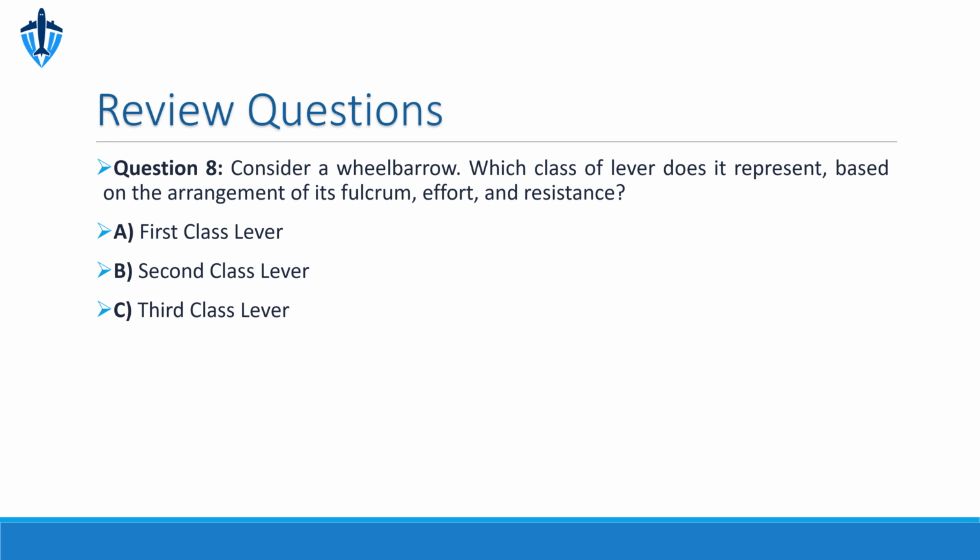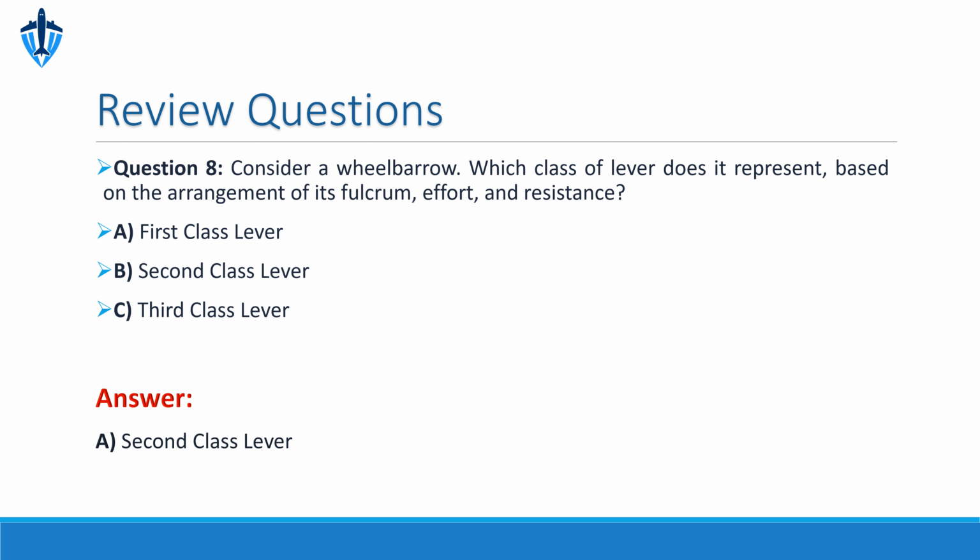Question 8. Consider a wheelbarrow. Which class of lever does it represent based on the arrangement of its fulcrum, effort, and resistance? A. First-class lever. B. Second-class lever. C. Third-class lever. The correct option is B.